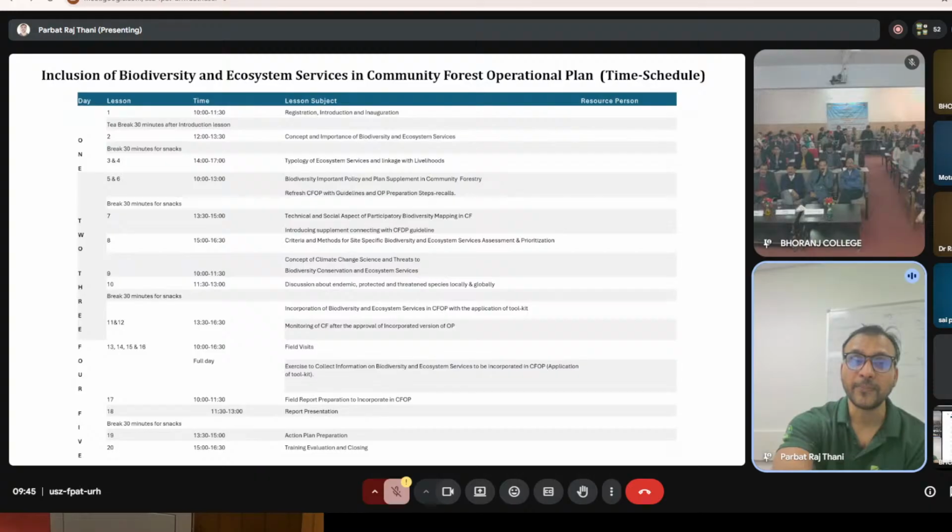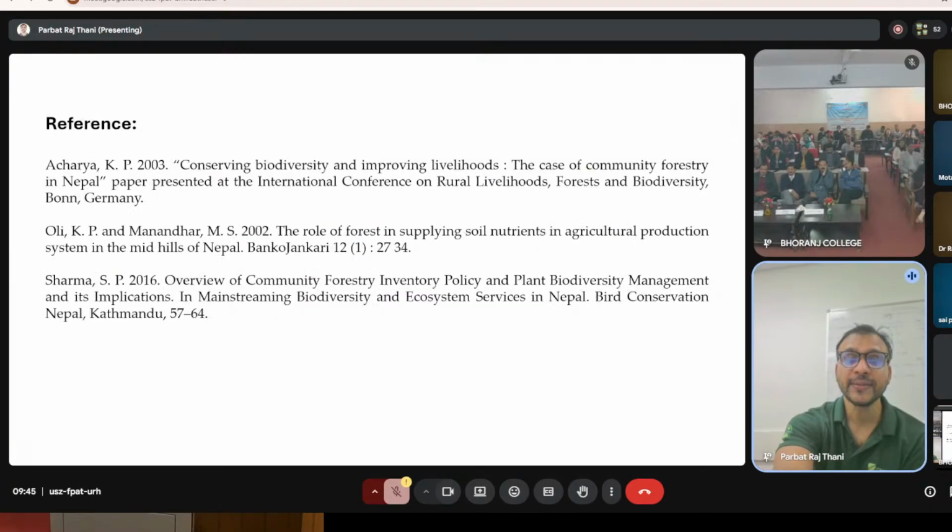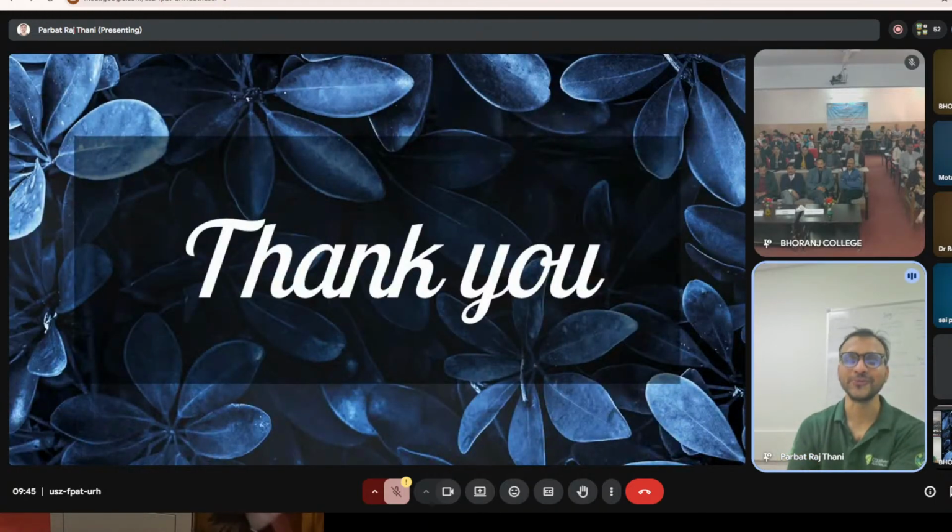Now, the process of putting them inside the guideline is going on. I think it will take approximately 1 to 2 years more to do all these things. After then, it will be incorporated into the guideline, and all the people all over Nepal will use this to incorporate biodiversity and ecosystem services in their forest system. So overall, this was the story I was interested to share with you. Hope it definitely helped a little bit, and thank you.